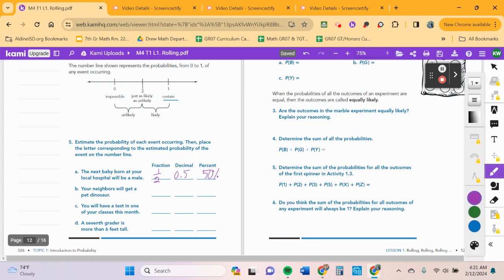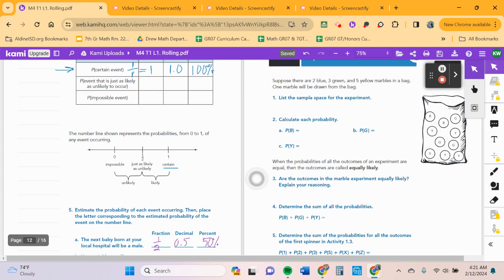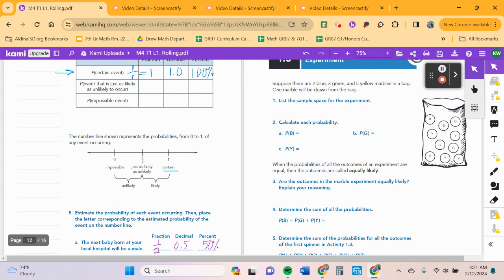Alrighty, at this time, I'm going to pause my page here. You are going to complete questions 4 and 5 on your own. Set a timer for about 4 minutes. 4 minutes max. Pause here.